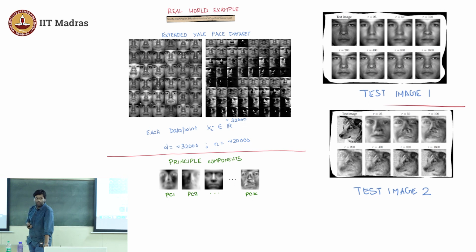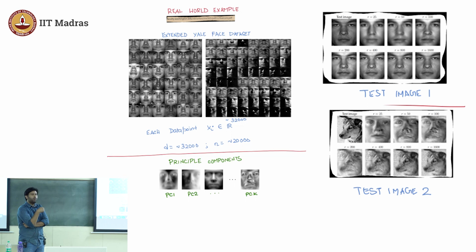Now the question is, do you need all 32,000 dimensions? Because it looks like even with one dimension, you can figure out if it's a face or not. Here is a test image, the original image. I am reducing it to a 25 dimensional space, which means I am projecting it onto the top 25 dimensional subspace. And this is what it is.